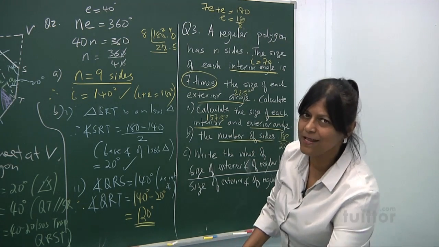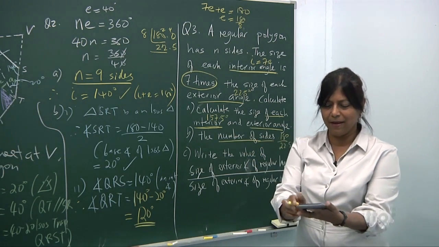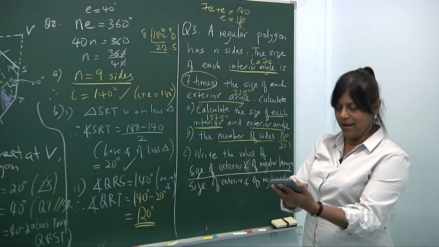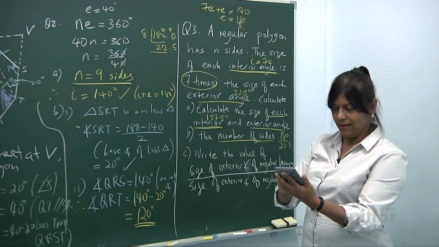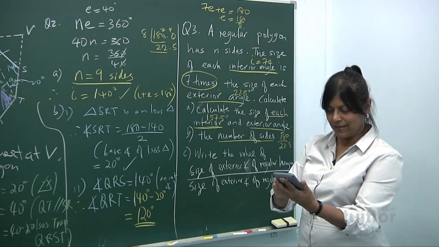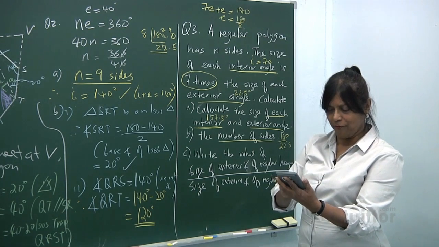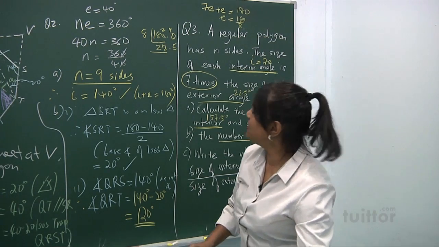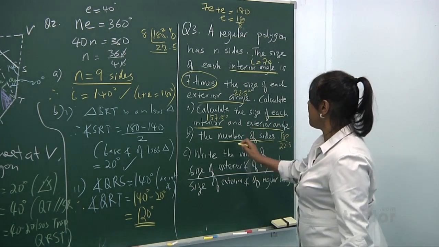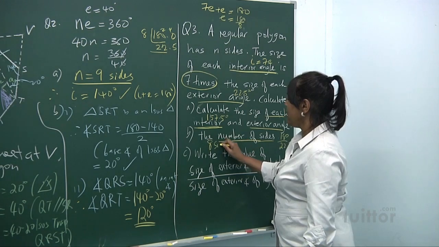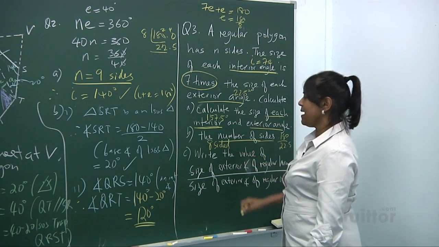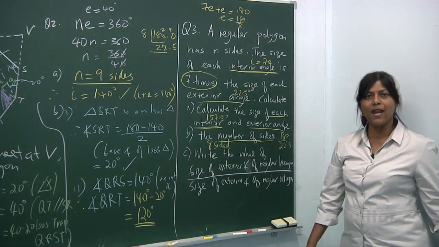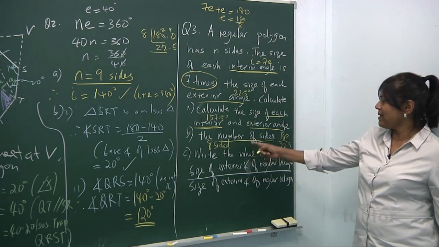If you're not convinced, use a calculator, everybody, and put it down, 180. Pressing my finger is fat. Divided by 22.5, and you get 8 at you. So this is an 8-sided polygon. You call it an octagon. 8-sided polygon, an octagon. That's done.